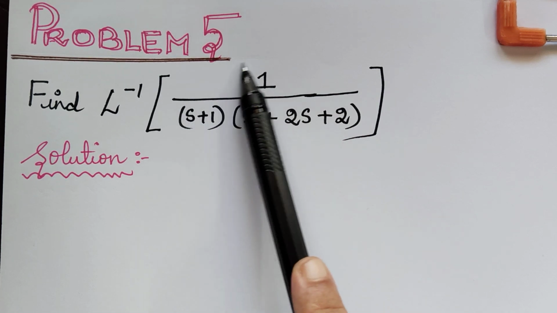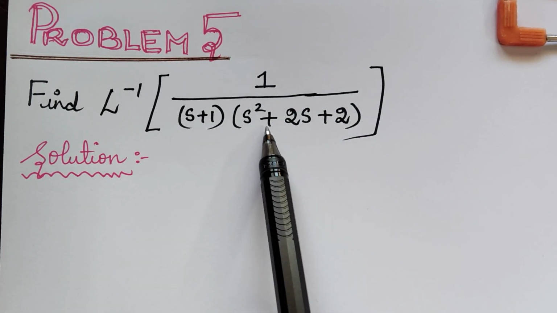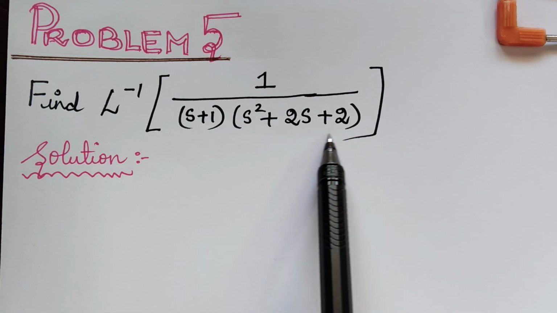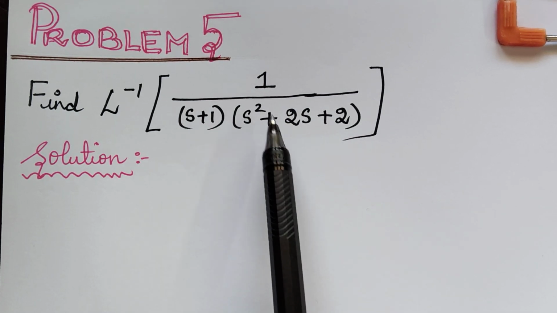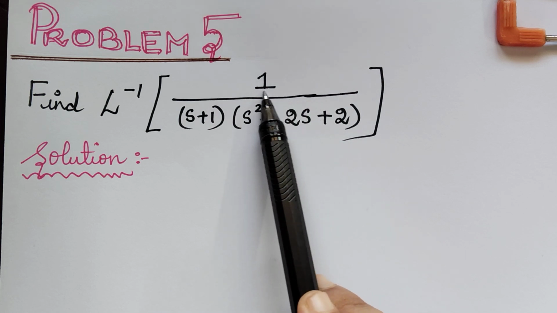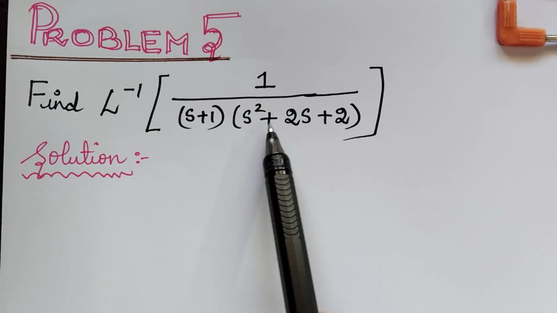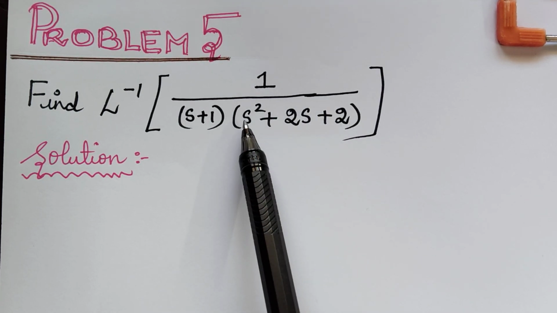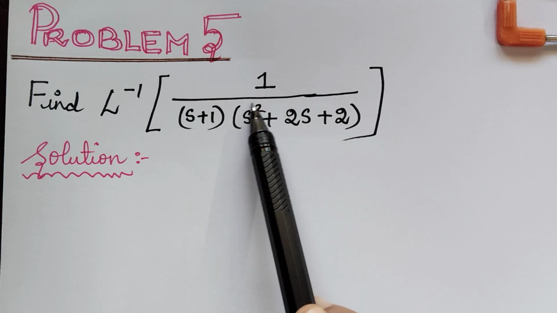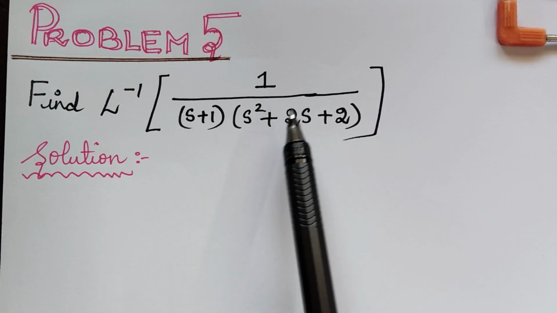So we have to first resolve this into partial fractions, for which we have to check whether we are able to factorize the terms given in the denominator. Already s plus 1 is a factor, but for this, can we use the Hill method in order to find the factors? But we observe that there are no perfect roots for this. So we have to keep this term as it is and resolve it. Whenever we have a square in the denominator, how to resolve it? That method we have to use here.